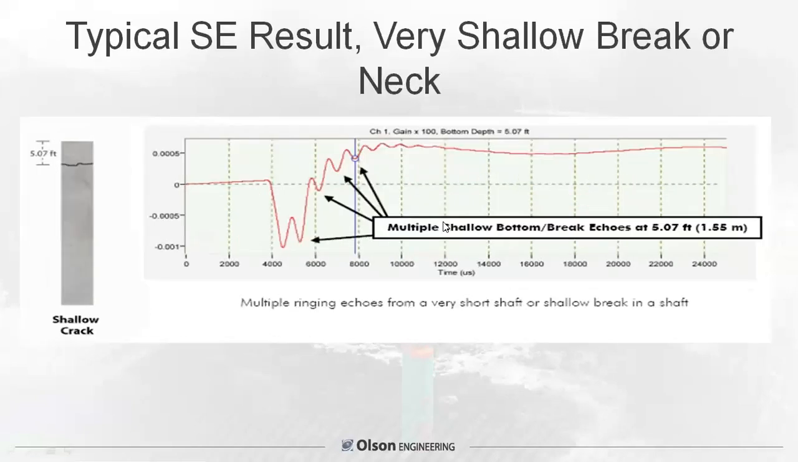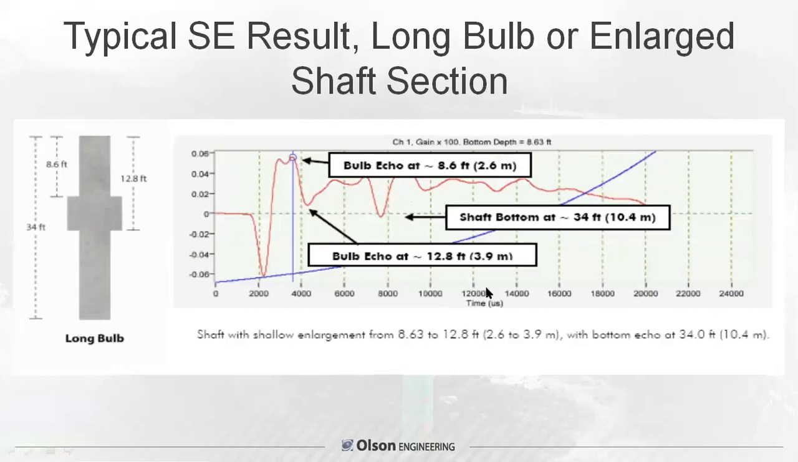This is the data we get from a very, very shallow break, particularly with a 3-pound hammer. The 3-pound hammer is generating more low frequency energy, but there's high frequency energy riding on top of it from these very, very shallow echoes at only 5 feet. This was a shaft underneath a pile cap that had some unusual settlement. We tested the shaft, it showed only 5 feet. They dug it up, and sure enough, it was broken off, just barely underground. So this was verified to be a typical short shaft or a shallow break.